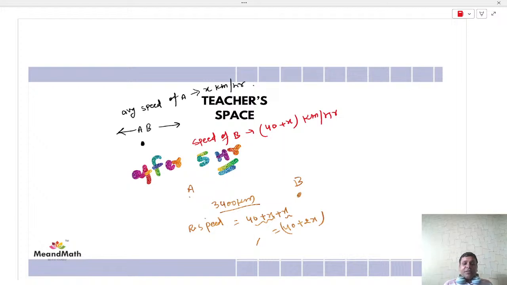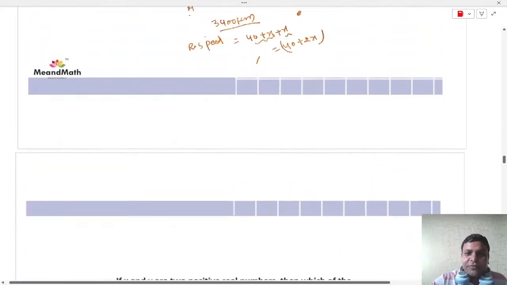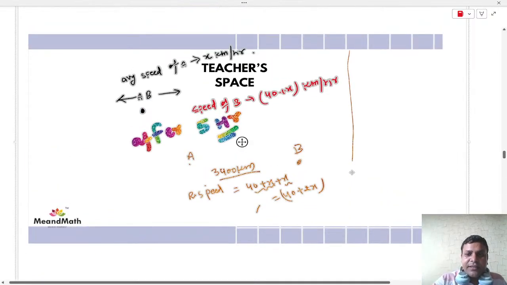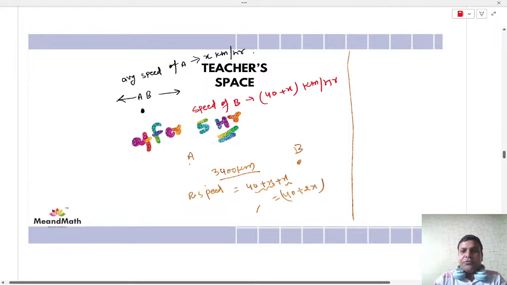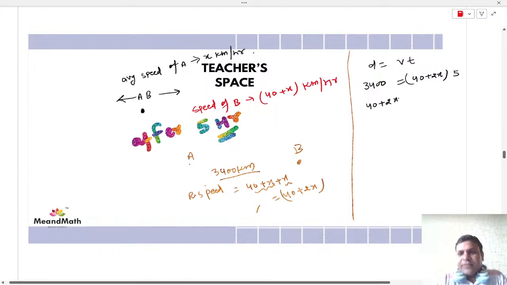Distance is 3400 kilometers, time is 5 hours. So you can use the formula distance equals speed into time. D is equal to V into T. D is 3400, V is 40 plus 2x, and T is 5. So 40 plus 2x is equal to 680.